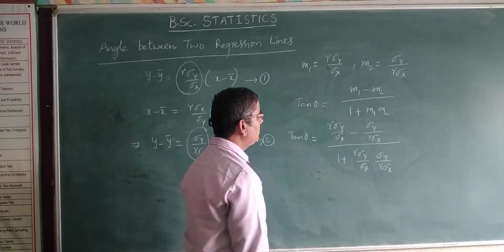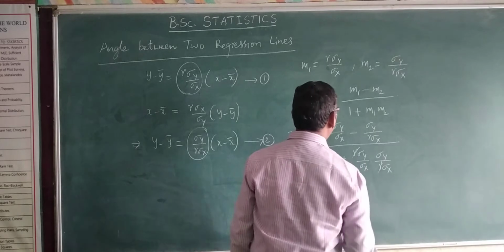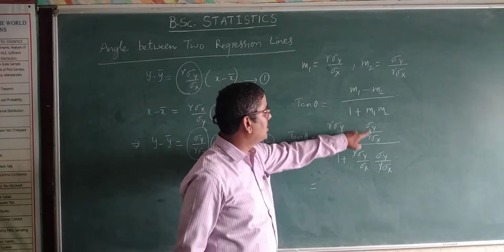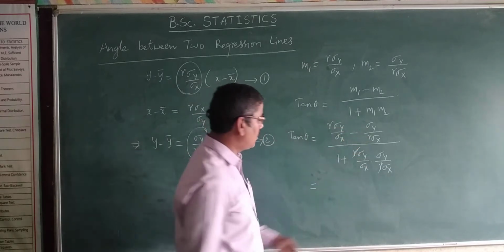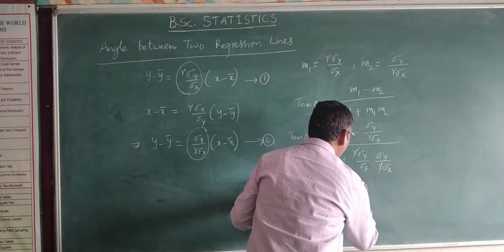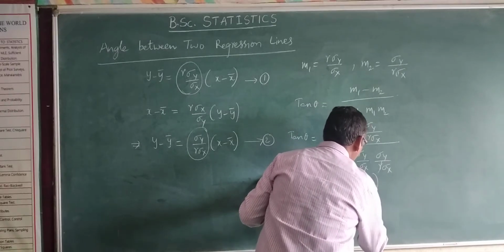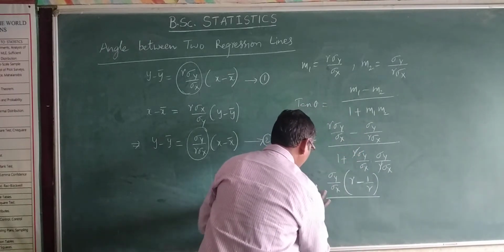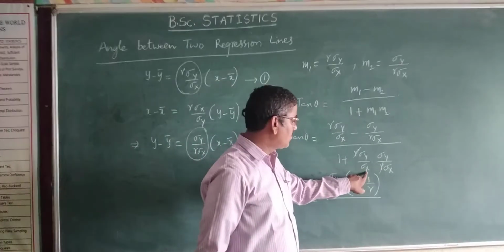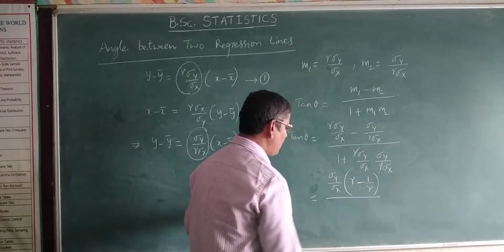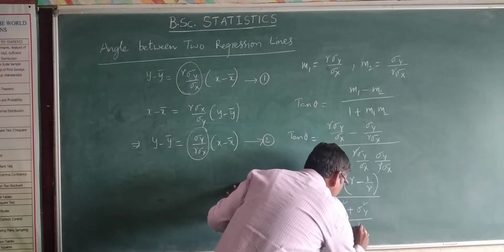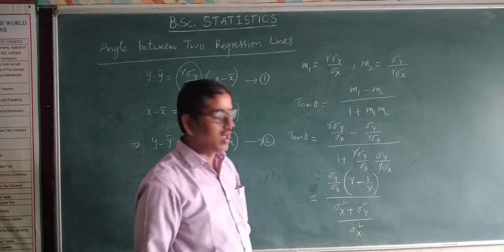Now you see here you can cancel r, and in the numerator we can take sigma y by sigma x common. Sigma y by sigma x multiplied by r minus 1 by r, whole divided by, in the denominator, sigma y into sigma y, sigma square y, and sigma x into sigma x, sigma square x. If we take the LCM sigma square x, it will be sigma square x plus sigma square y divided by sigma square x. This is the value you have.